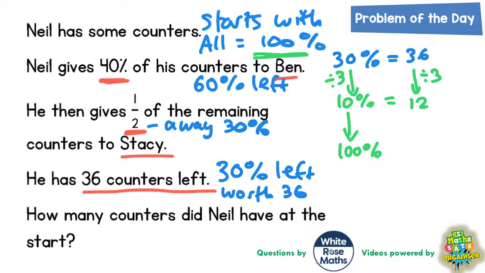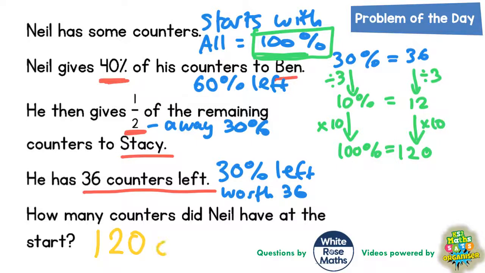So to get from 10% to 100%, you would times that by 10. 10 times 10 is 100. So if you times the 10% by 10, you've got to times the 12 by 10. And 10 times 12 is 120. So he must have started with 120 counters. 100%, which is what he started with, was 120 counters. So the final answer is 120 counters.